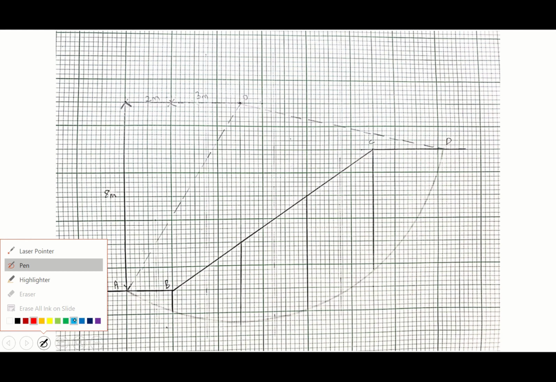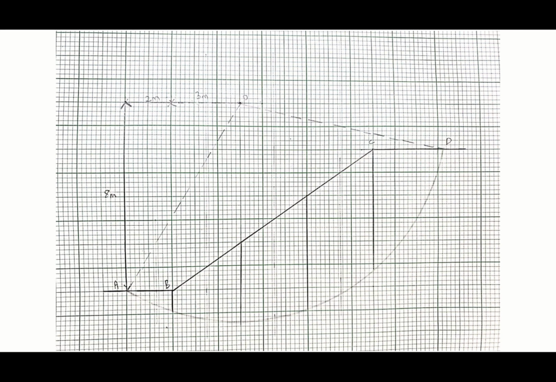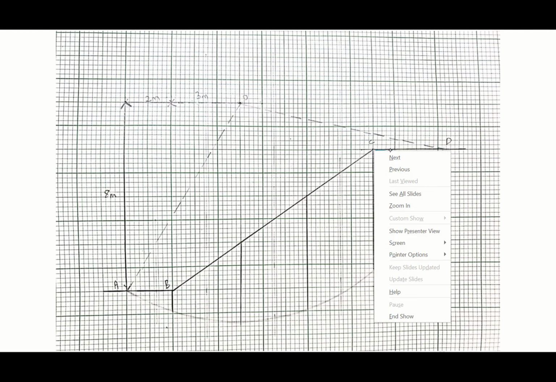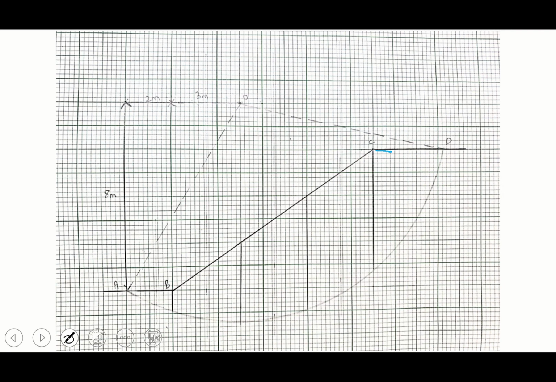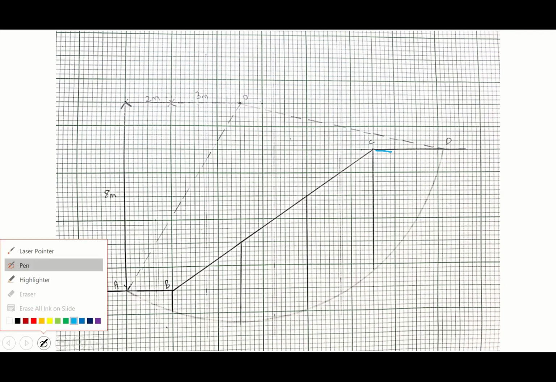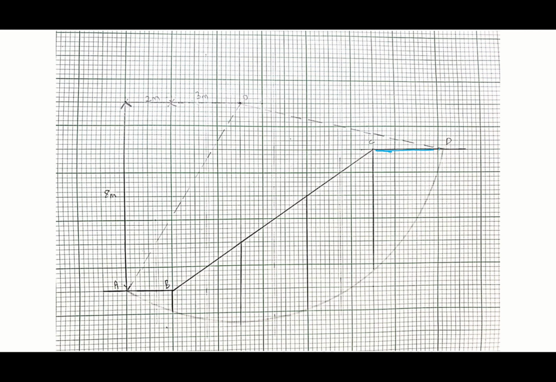next is to transfer the slope information to your graph paper. The first step is, of course, to draw the slope. Yeah, of course we need to draw the slope. Okay, this is how you draw the slope.